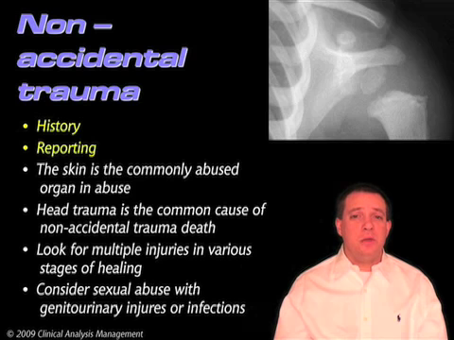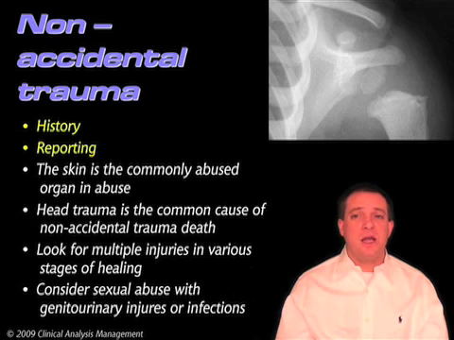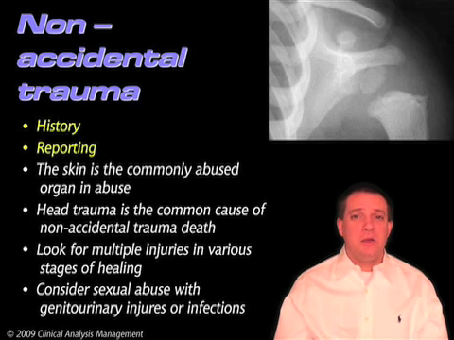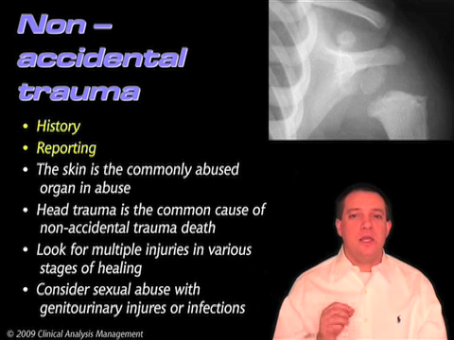Now, when we talk about what's abused, probably the most commonly abused organ is the skin. We see that in the form of things like burns and cigarette burns and dipping injuries and stuff like that. But the most common system that's abused that causes death is actually the head. And we see that in the form of things like shaken baby syndrome and stuff like that. Other things that we want to look for are multiple injuries in various stages of healing. We discussed that already. And the other thing is we want to consider sexual abuse if the child's got any kind of genitourinary injury, or if we see abnormal GU infections in a child who's not old enough to be at that age where they're having sex yet.